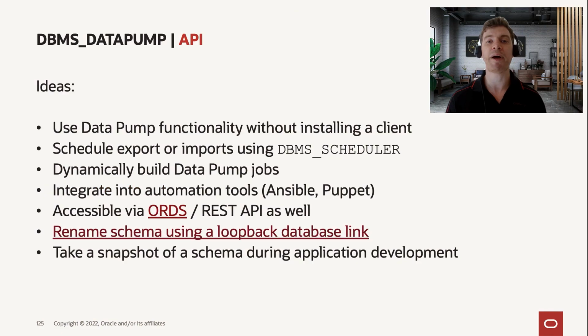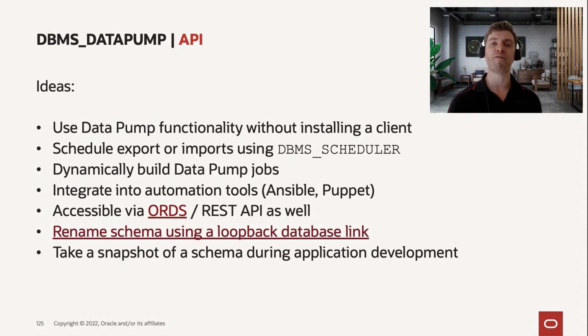So here are just some ideas of things you could do with the DBMS Datapump API. I see a lot of customers creating the export script in the OS layer with crontab. So we have a crontab job that will call expdp. However, you don't need to put it in the OS layer. You can put it straight in the database.